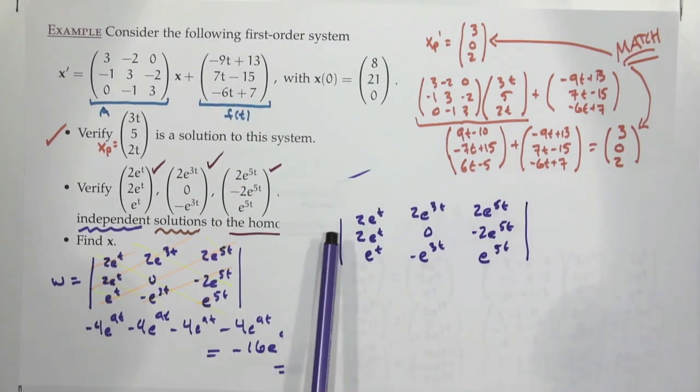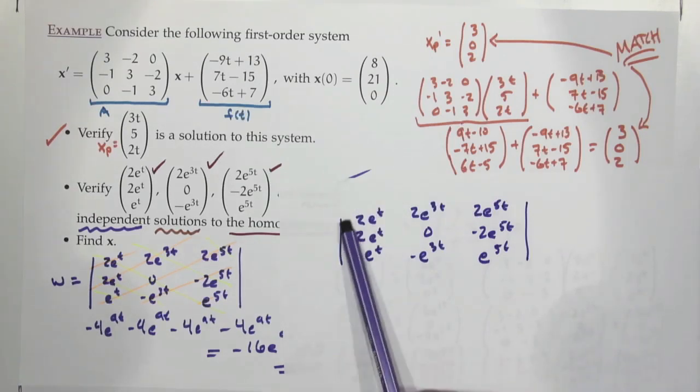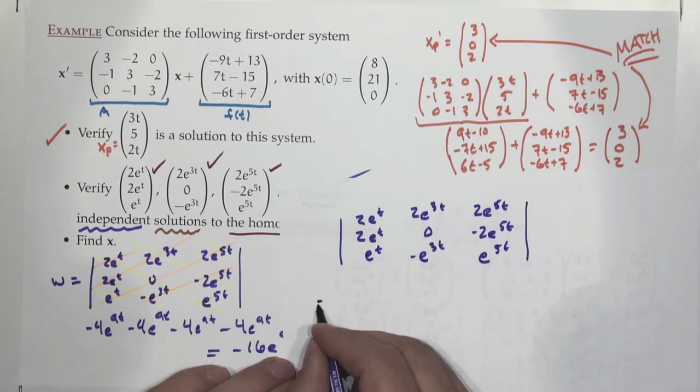Whenever you take a determinant, you're taking these products, and every piece of your product involves something from each row and something from each column. So if I have a common term in a row or a common term in a column, I can pull it out. Is there anything common in the first column? E to the t. So I could have pulled that out.